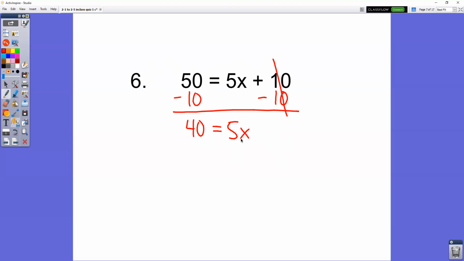Now it's just a one-step equation that says 5 times x. The opposite of times is to divide. So we want to divide by 5 and divide by 5. Always do top divided by bottom. 40 divided by 5 gives you 8.